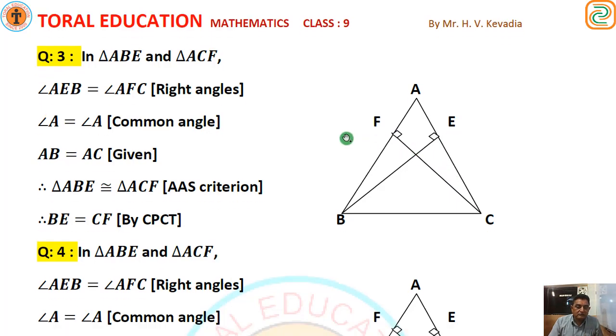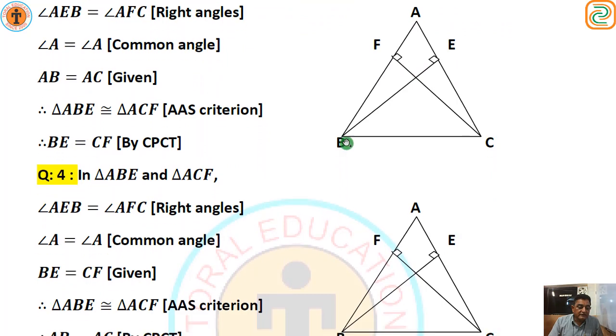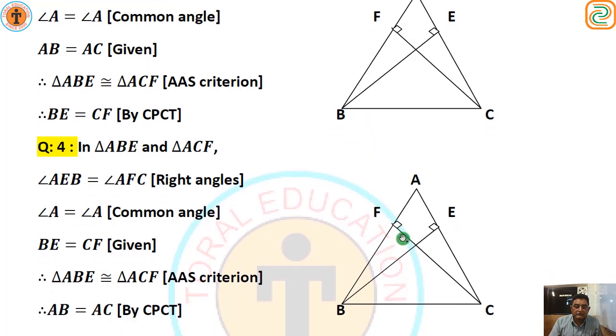Question number 4. ABC is a triangle in which altitudes BE and CF are drawn to sides AC and AB, and the altitudes are equal, given. Show that triangle ABE is congruent to triangle ACF. Same way we can say, here the altitudes are given equal.